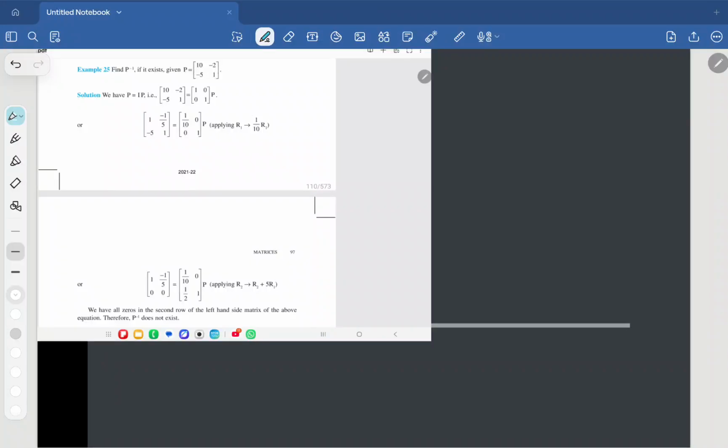In this video I am going to discuss example 25 from chapter 3, matrices, for CBSE class 12 mathematics students. The problem given is: we have to find P inverse if it exists, given P, which is a 2 cross 2 matrix.